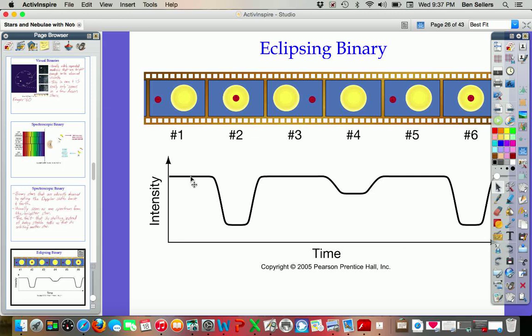At 3, we see it return back to position 1. At 4, it dips again, because the red star moves behind it. In this case, it's not as bright as these two together, but it's not as dim as this situation over here. So the cycle repeats. When we notice a light dipping like this in a regular pattern, we know that a star is being eclipsed by another star.